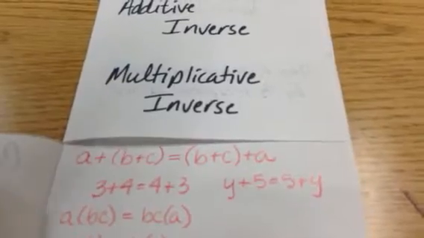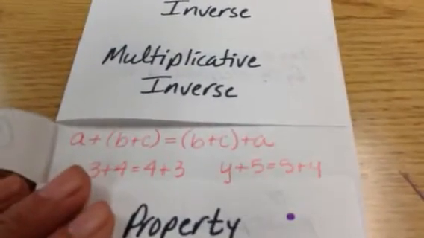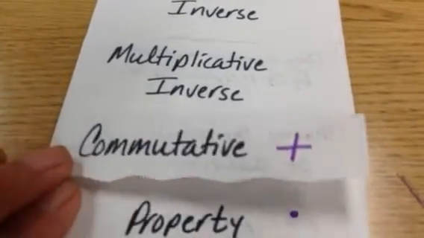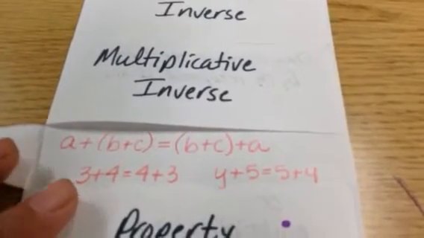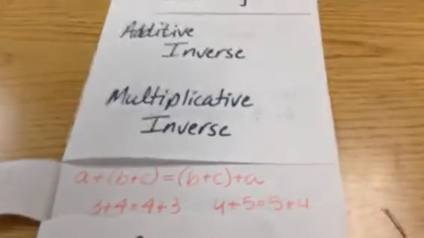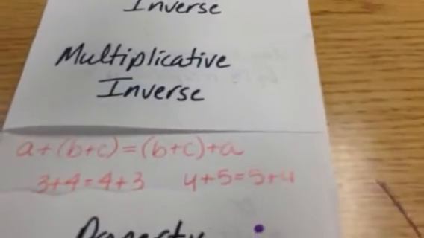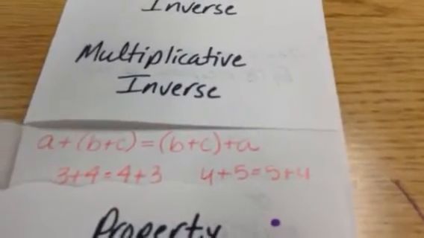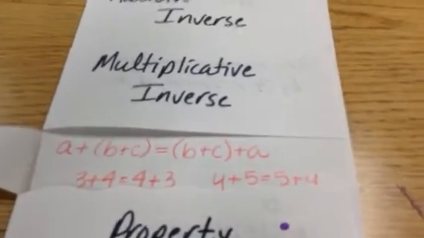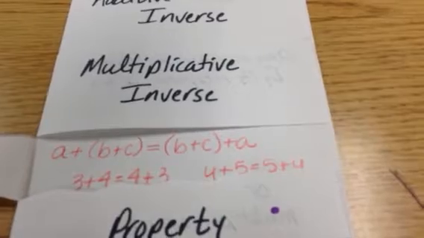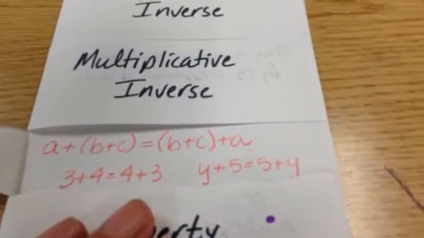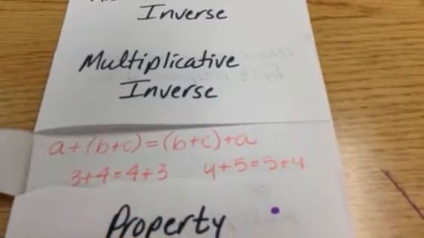Now remember that my tab is cut in half, the top one being addition. So I have changing the order of addition. A plus the quantity B plus C equals the quantity B plus C plus A. That's my algebraic example. And then I gave some numeric examples. 3 plus 4 equals 4 plus 3, and y plus 5 equals 5 plus y.